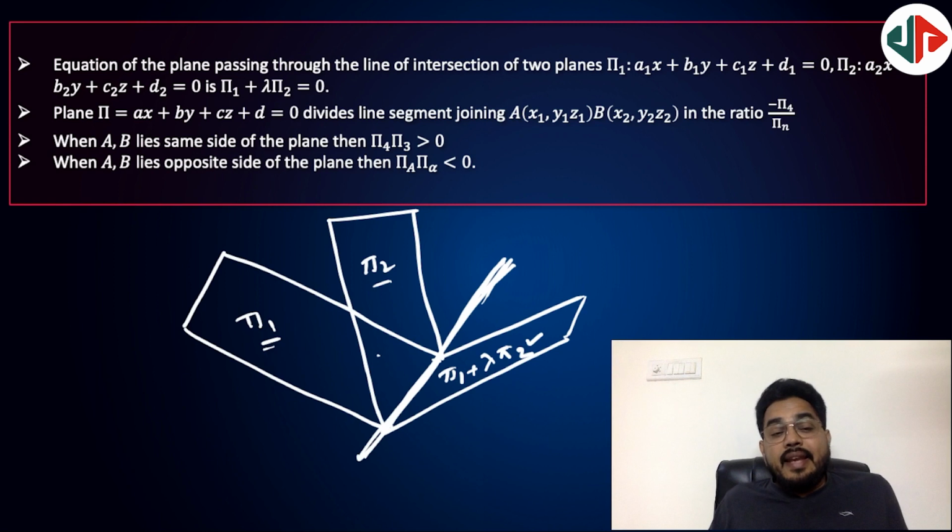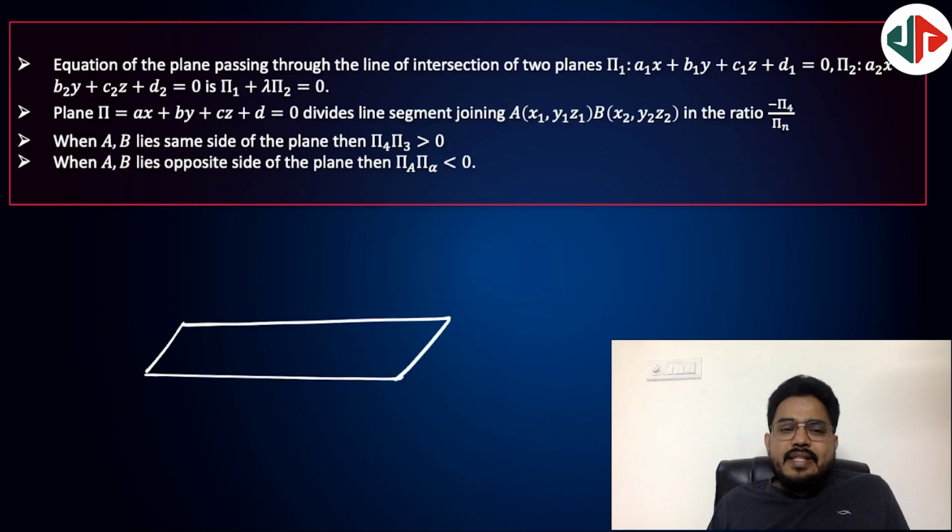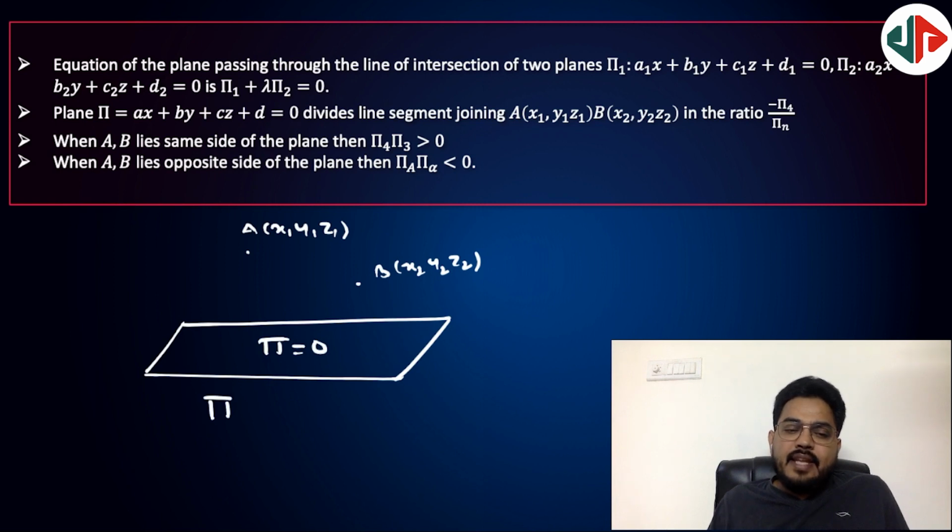Okay. Next point is, if this is a plane, this plane divides the entire region into two parts. So here A (x1, y1, z1) and B (x2, y2, z2). So this is pi equal to 0. If both are on the same side of the plane, then pi A into pi B will be greater than 0.